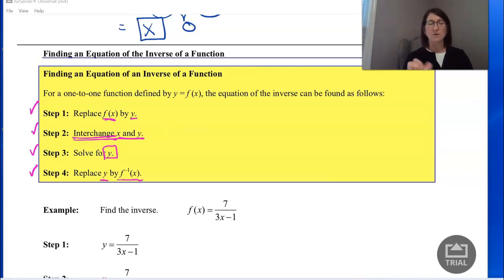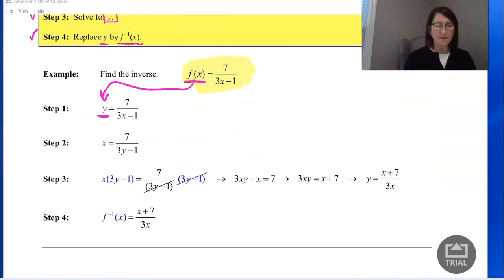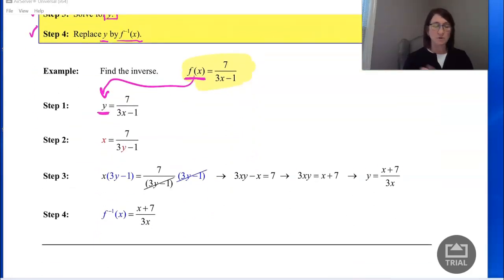Okay, so if we start with f of x is equal to 7 over 3x minus 1, step number 1 is replace this f of x with y. That's step number 1. Then step number 2 is you switch places between the x and the y. So the x comes to the outside where that y was. The y comes and takes that x position.